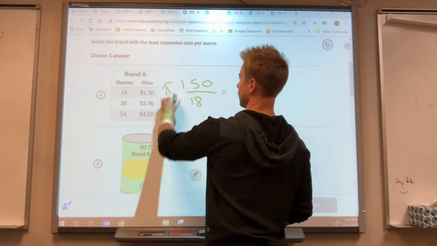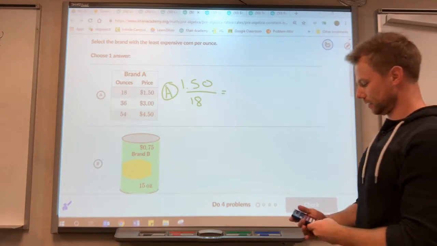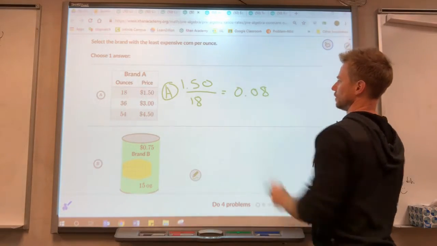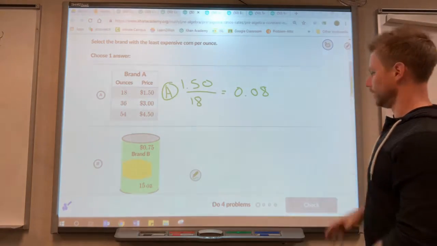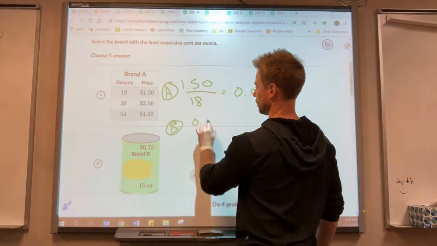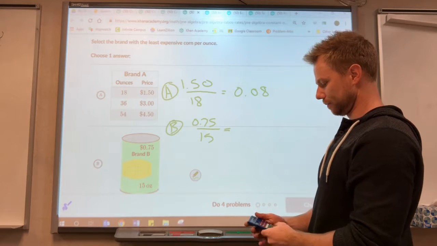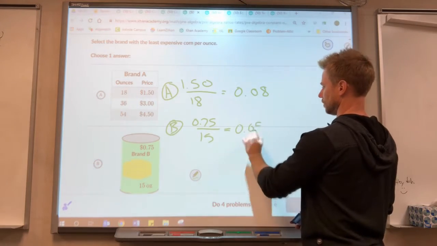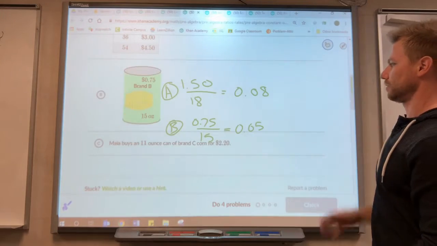So this is for A. $1.50 divided by 18 gives us 0.08. So 8 cents per ounce for brand A. For brand B, we have 75 cents divided by 15 ounces. We'll divide that. Should be 5 cents per ounce.